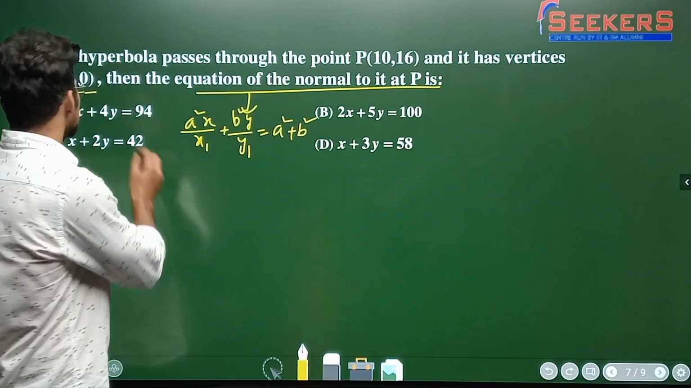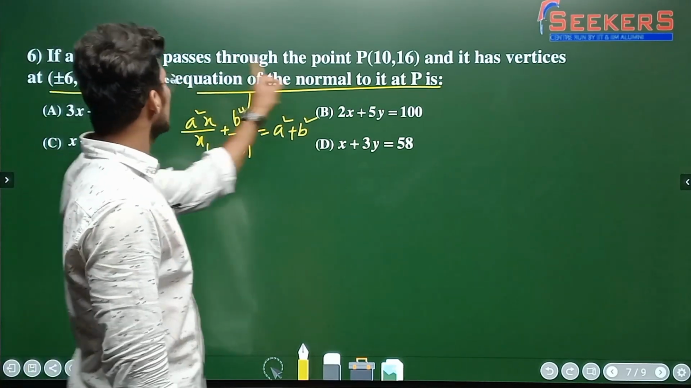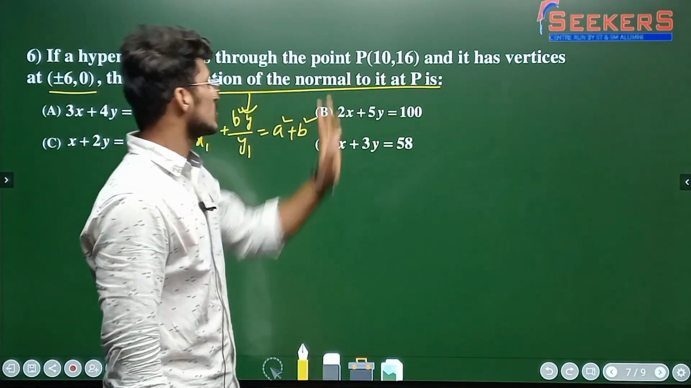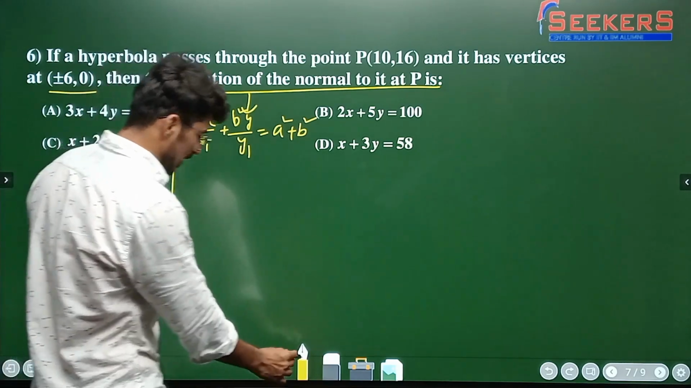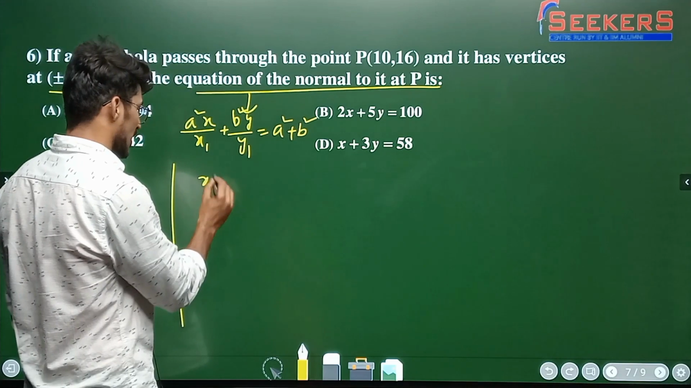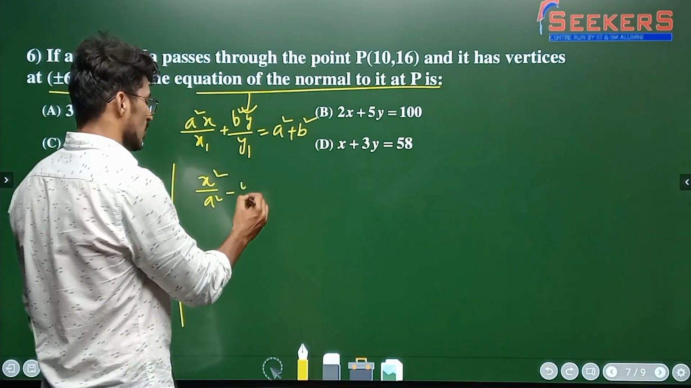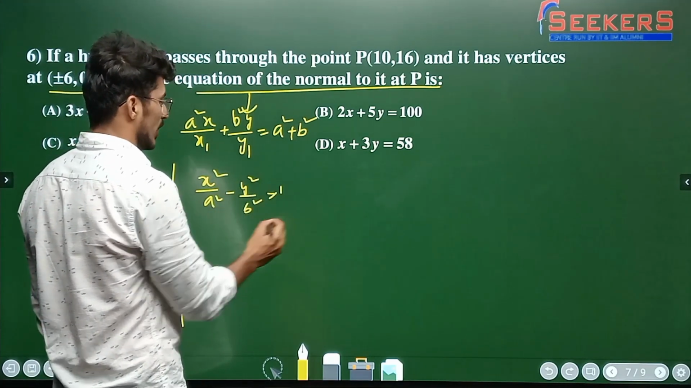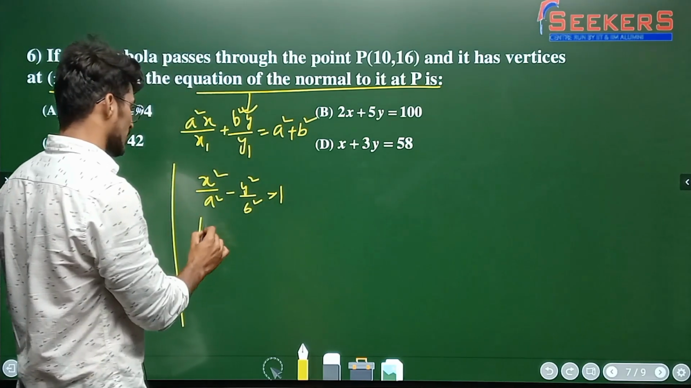Look at this. What he has given is that the hyperbola passes through this point. So let us try to do one thing. Let us make sure that the hyperbola passes through that point. So x²/a² − y²/b² = 1. The hyperbola passing through this point is nothing but what?